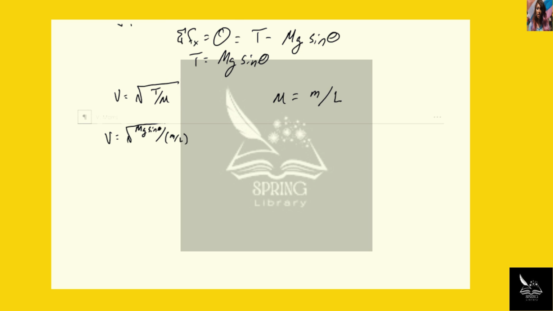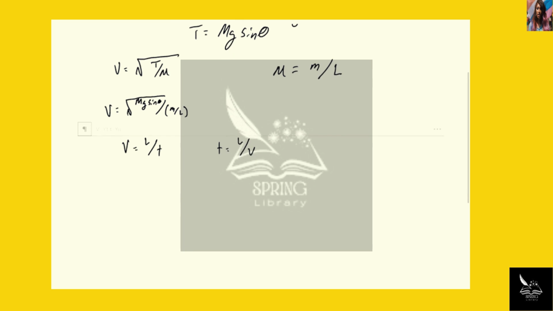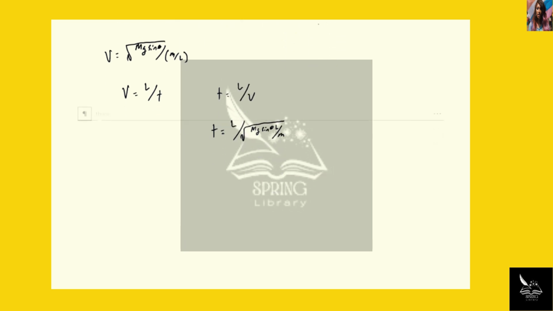We're looking for the amount of time it takes for the wave to travel. Therefore, we know that the velocity is equal to the length divided by the time. Therefore, we know that the time is equal to the length divided by the velocity. This gives us that the time is equal to the length divided by the square root of the mass times gravity times the sine of theta times the length of the rope divided by the mass of the rope.